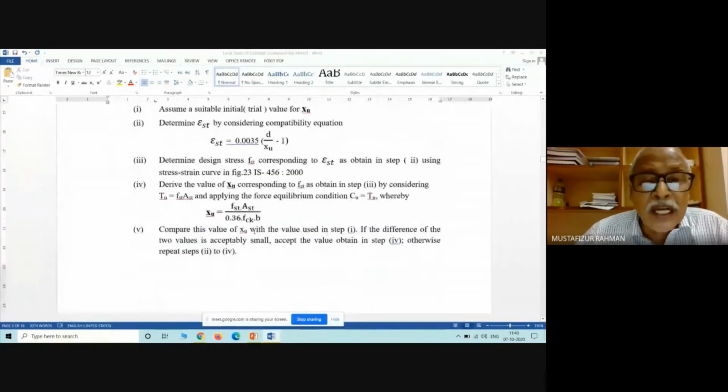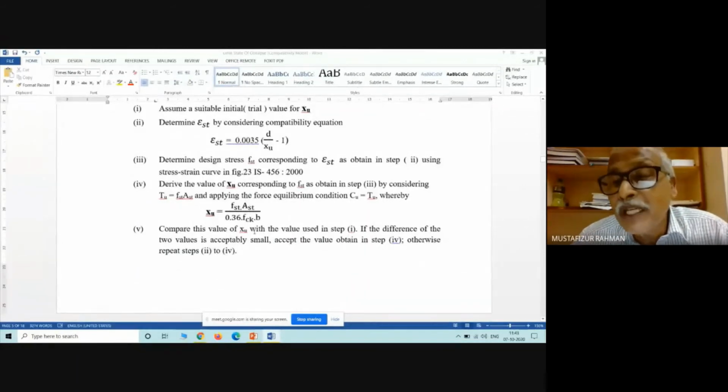Now, derive the value of XU corresponding to FST obtained in step 3 by considering T equal to FST into AST. So FST is known, AST we already have, so we can find out the total tension. Now taking this value of AST and FST, again find out XU. It will change.